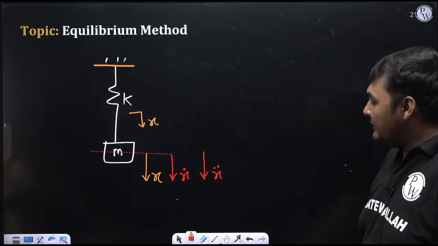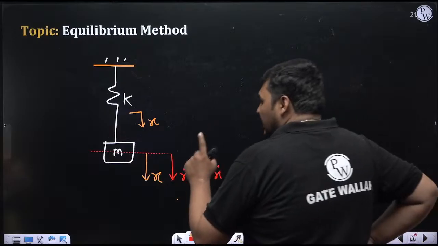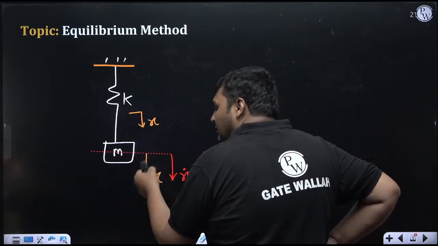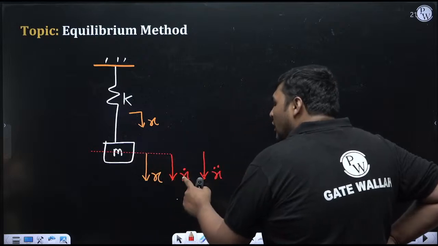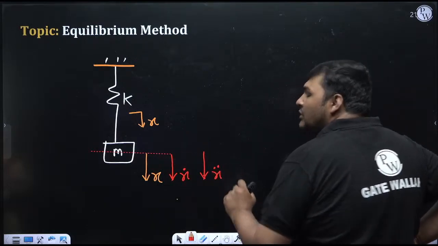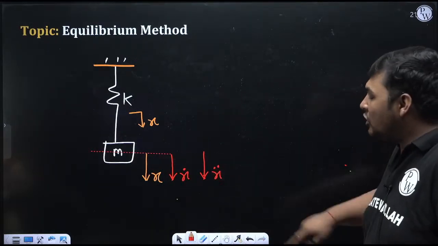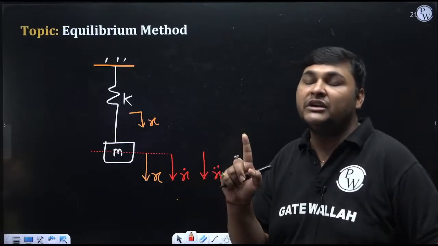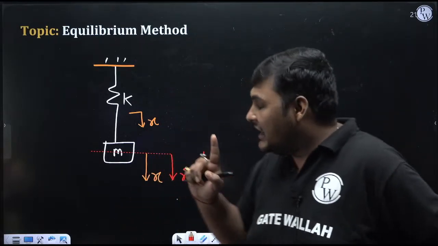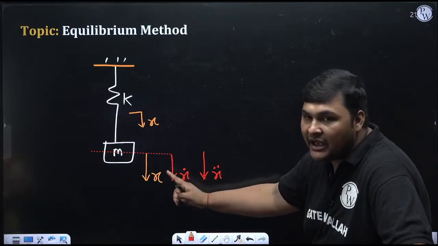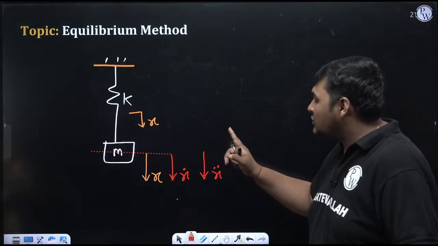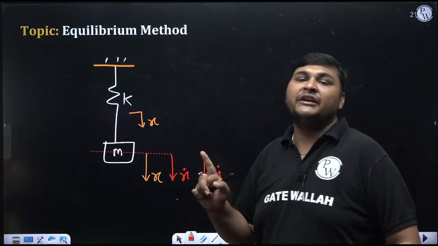Now what about direction? See, whatever is the direction of x, right now we have taken x below the mean position, so x dot will also be vertically downward, and x double dot will also be vertically downward. Why? Because we got x dot and x double dot by differentiation. Try to understand what I am trying to explain. Whatever is the direction of x, if we are calculating x dot and x double dot by differentiation, the direction of x dot and x double dot will be the same.